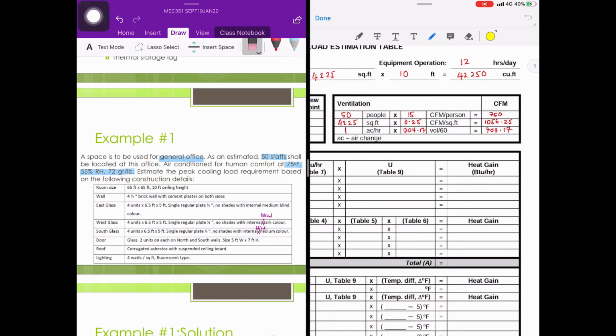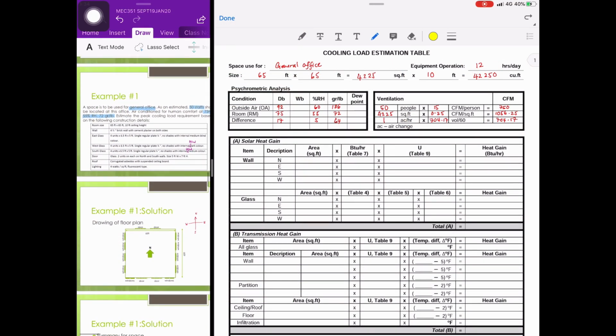Now we have completed the analysis for the ventilation section. So from these three, we can see that the value of 1056.25 CFM is the highest value. Therefore, we are going to take this value for our analysis later. Next will be the solar heat gain. As I mentioned to you, for the Table 7, the unit will be degree Fahrenheit.